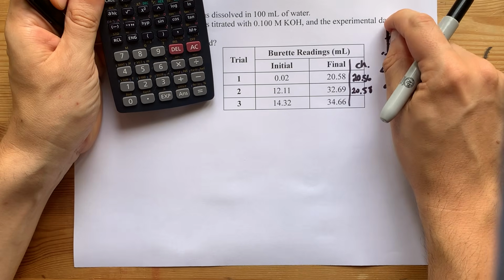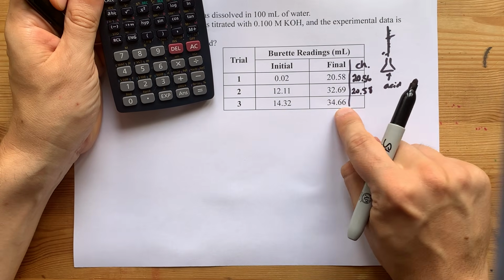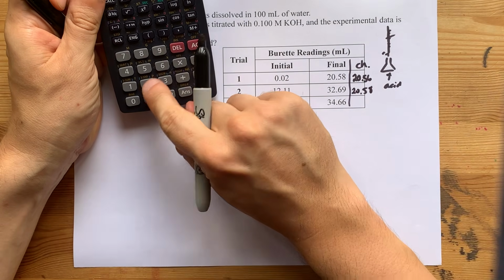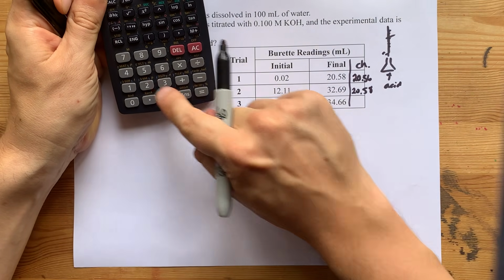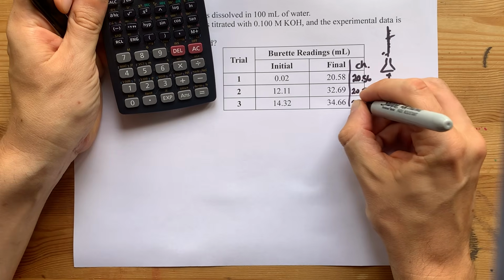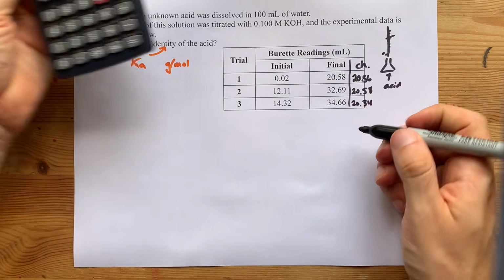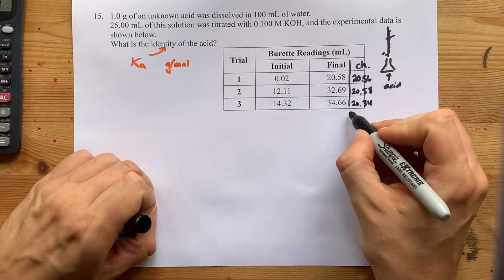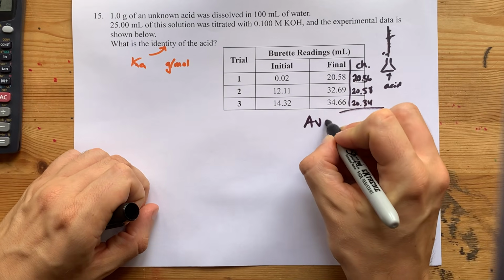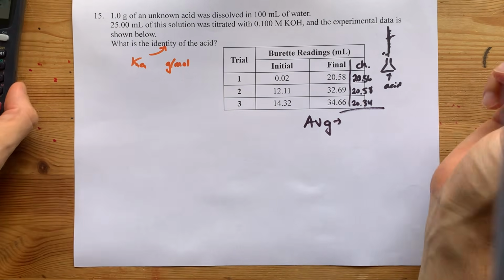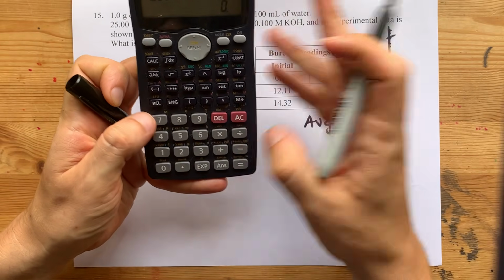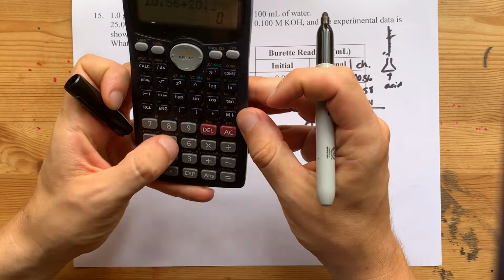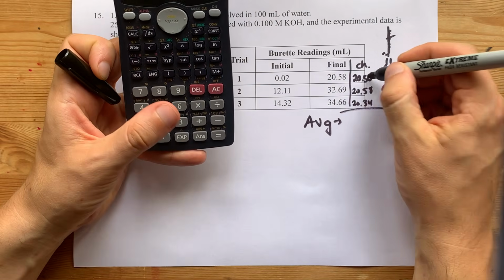Then you fill it up another time, drip, drip, drip, drip, drip, down to 34.66. That difference, when you subtract, is 20.34. How do you know which number to use? Well, the real answer here is you're supposed to average it. Add them together and then divide by how many samples you did.